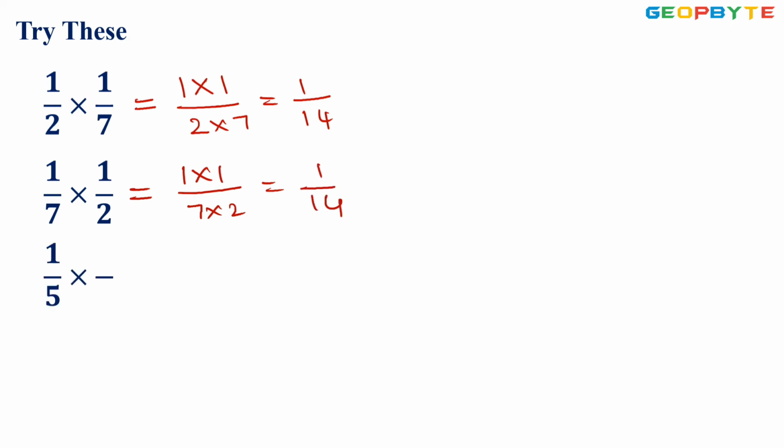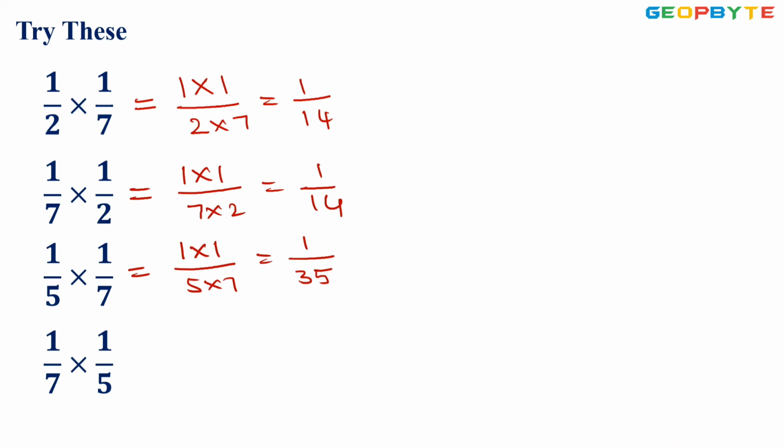Next, moving to the next question. 1 by 5 into 1 by 7, which is equal to the product of numerators, 1 into 1, by the product of denominators, 5 into 7, which is 1 by 35. Next, 1 by 7 into 1 by 5, the product of numerators, 1 into 1, by the product of denominators, 7 into 5, which is equal to 1 by 35.